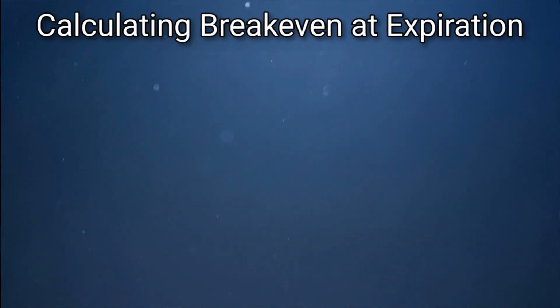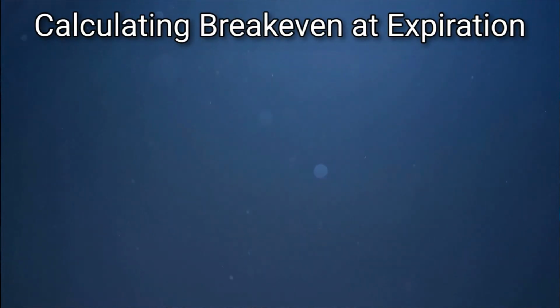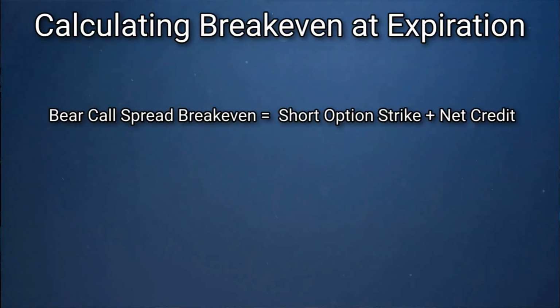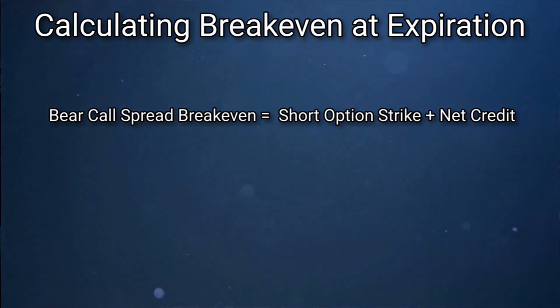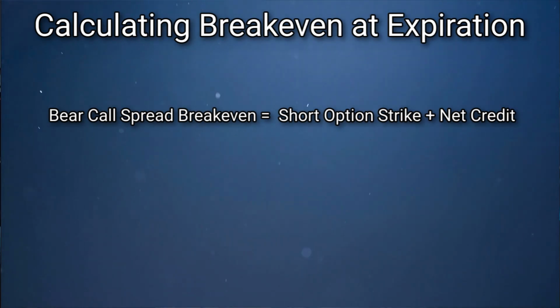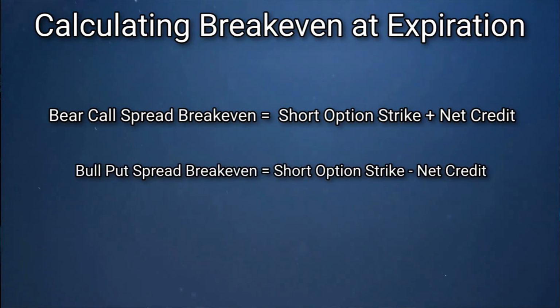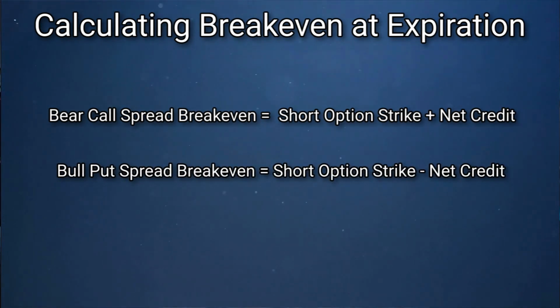To calculate the break-even on a bear call spread, you add the net credit of the trade to the sold strike price. In our previous example, our break-even would be $47. We get this from adding our net credit of $2 to the short strike of $45. To calculate the break-even in a bull put spread, you subtract the net credit from the sold strike price.